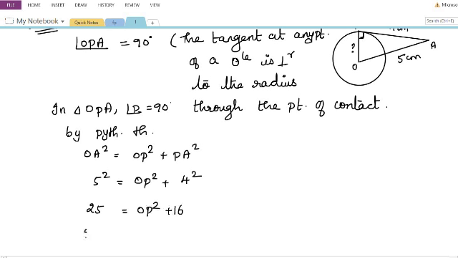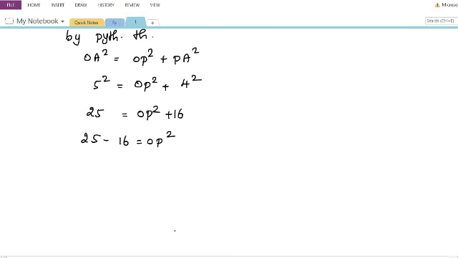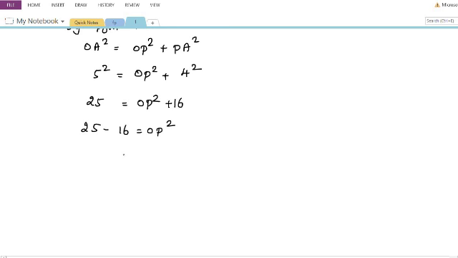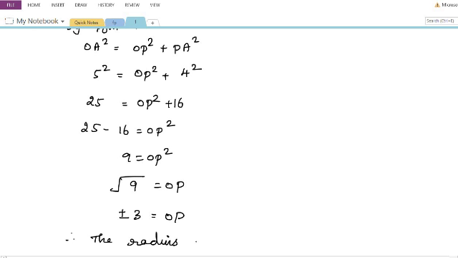When you bring 16 to the other side, 25 minus 16 equals OP square. 25 minus 16 is 9, equals OP square. To find OP, square root of 9 equals OP. So plus or minus 3 equals OP. Therefore, the radius is equal to 3 centimeters, because the radius will not be negative. Let us see the next question.